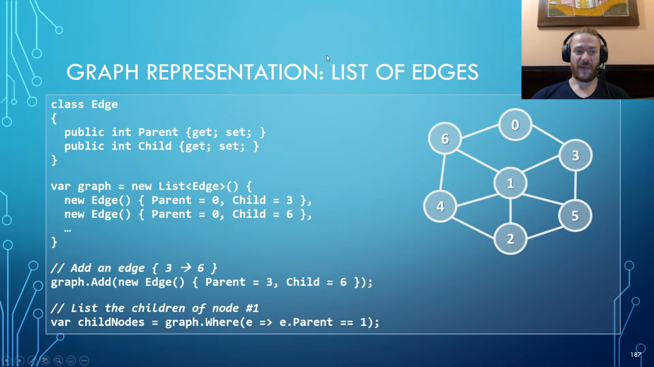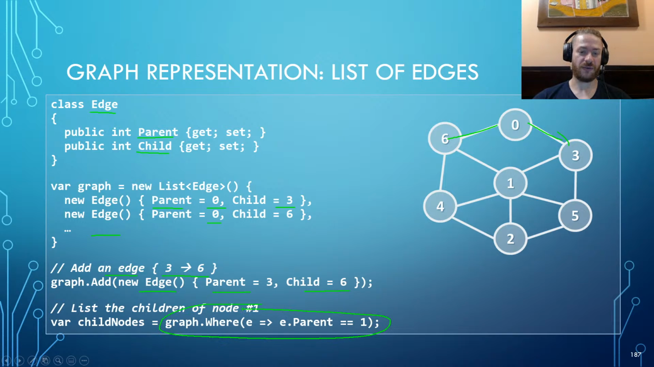We can specify a list of edges. We may have an edge class, with parent and child. The parent and the child mean we have a connection, one directional. Here it is, parent 0 to 3, 0 to 6, and so on. If we want to add an edge, 3 and 6, a new edge, parent 3, 6.